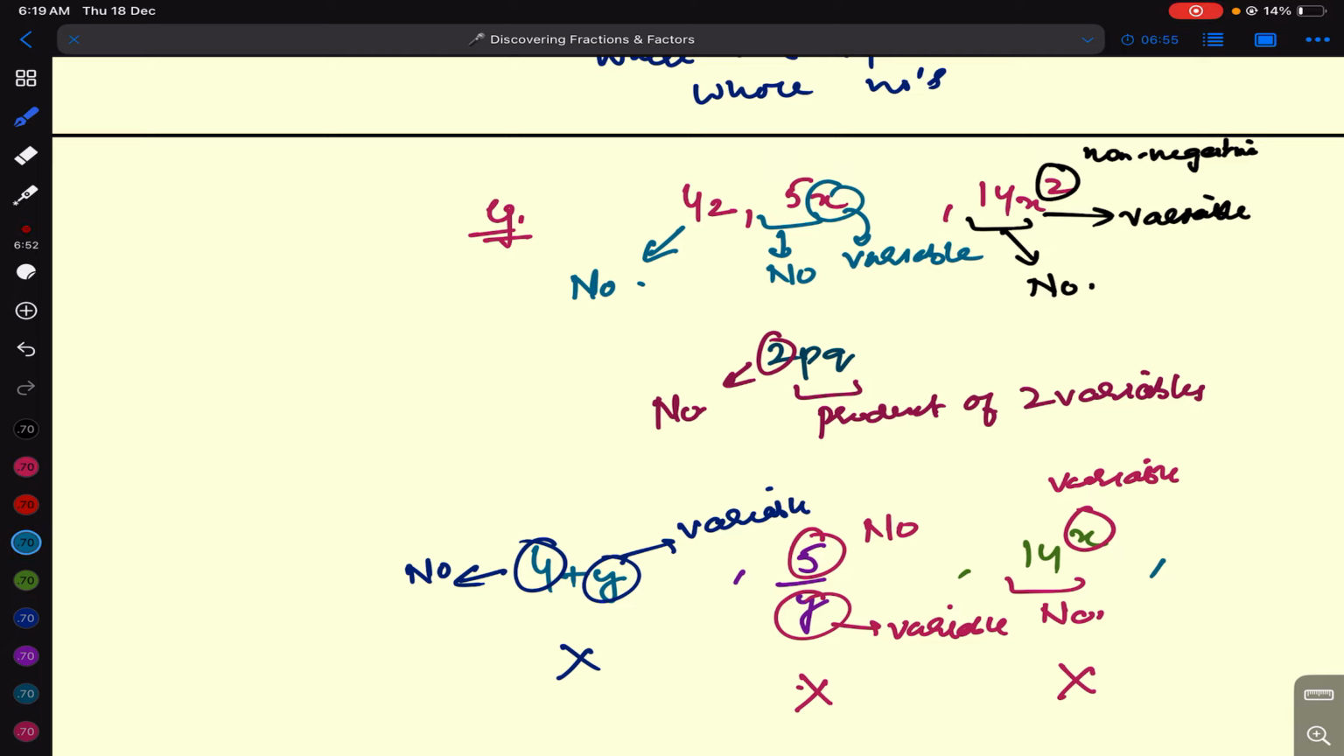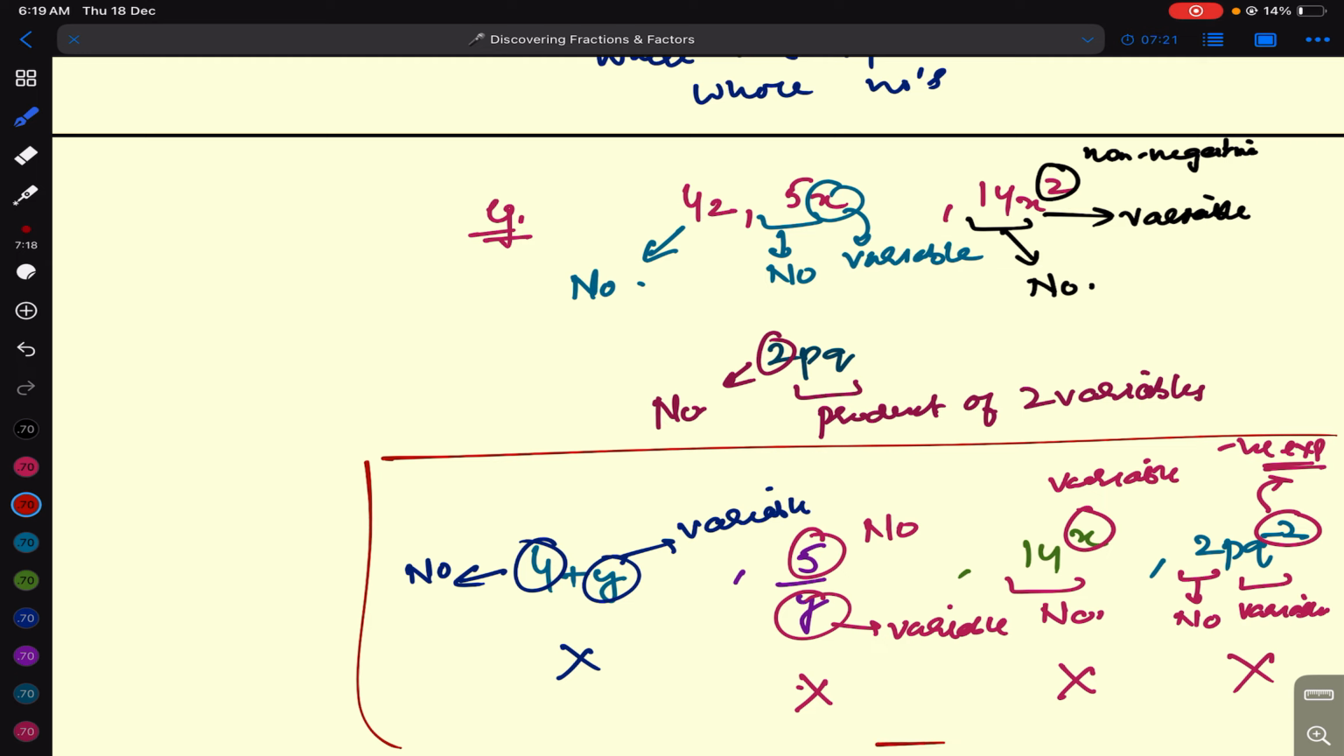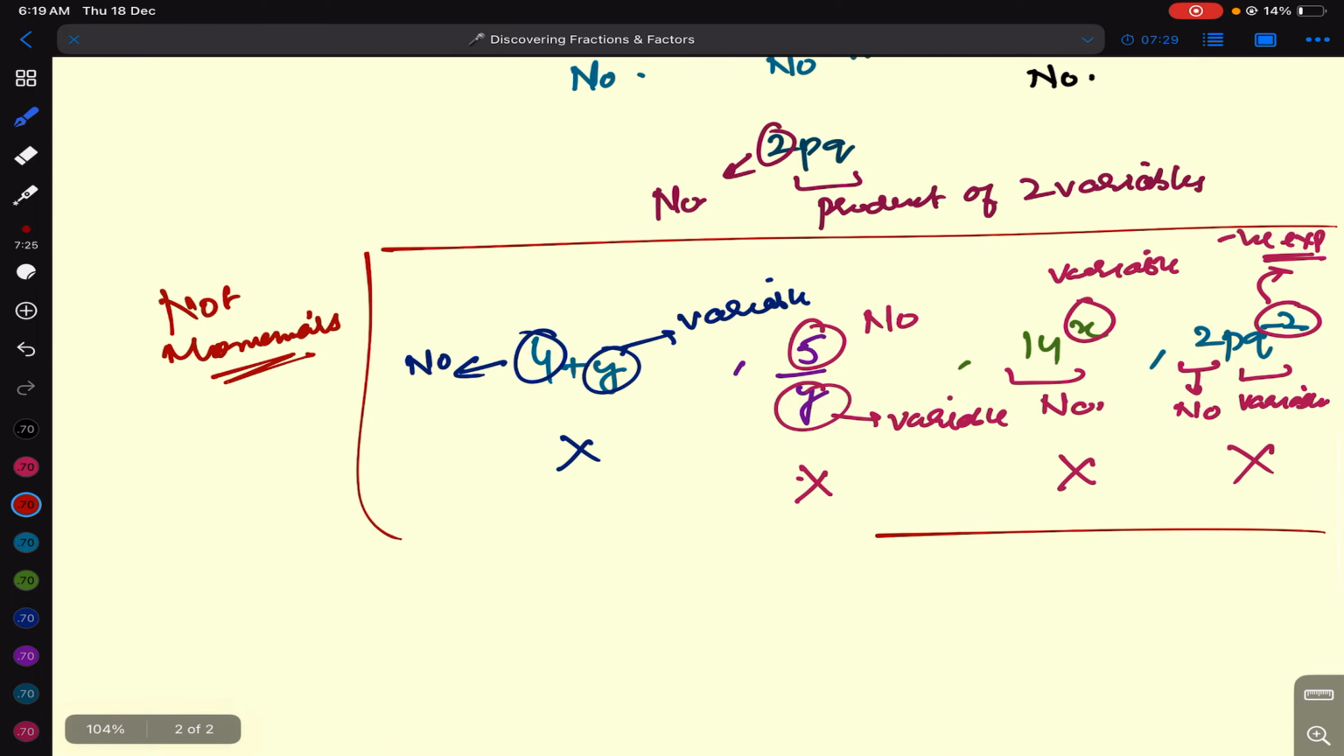The last example would be 2pq to the negative 2. Here this is a number, and these are variables, but I see a negative exponent, right? Which is not possible in the case of a monomial, so we reject this as being a monomial. So all these examples that I just gave you don't fulfill the criteria of a monomial, so they are not monomials. Some issue was there, that's why these don't fulfill the basic criteria of monomials.